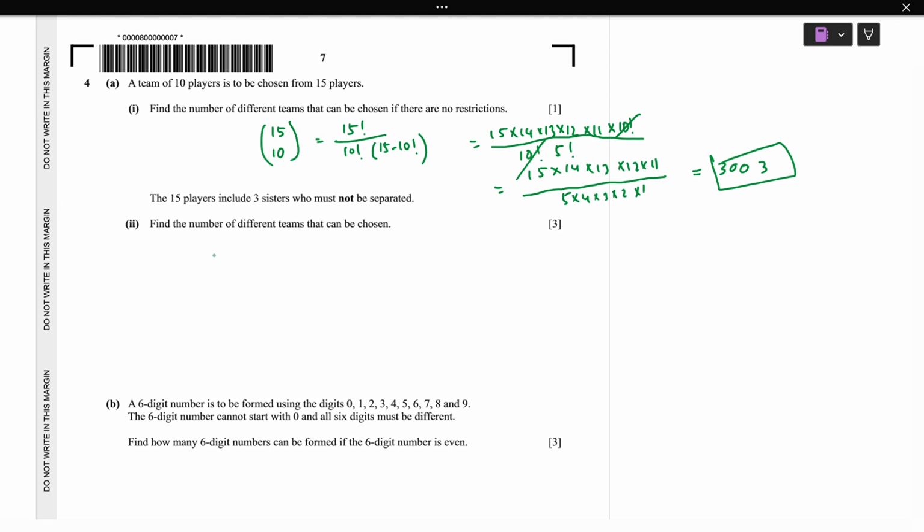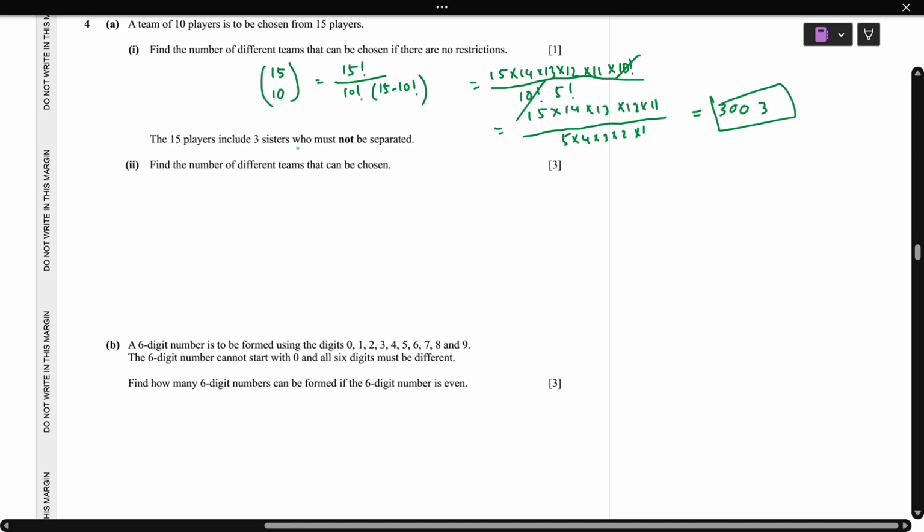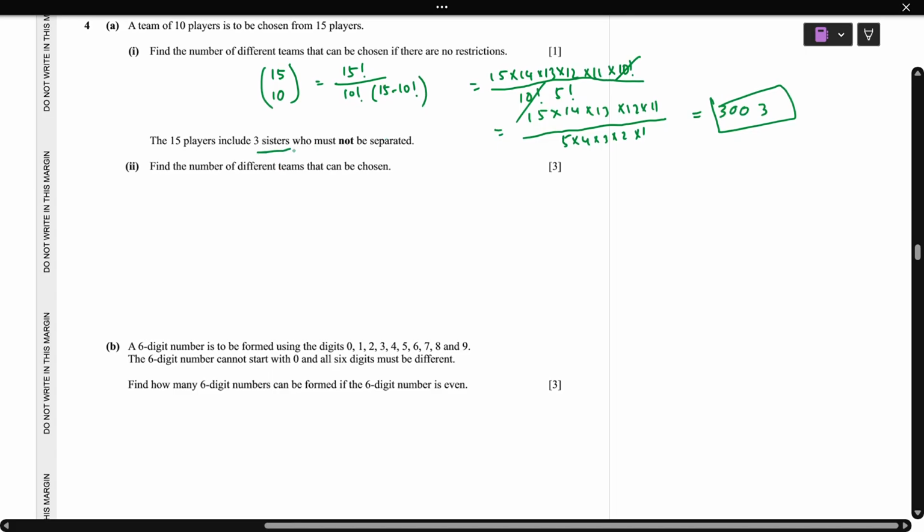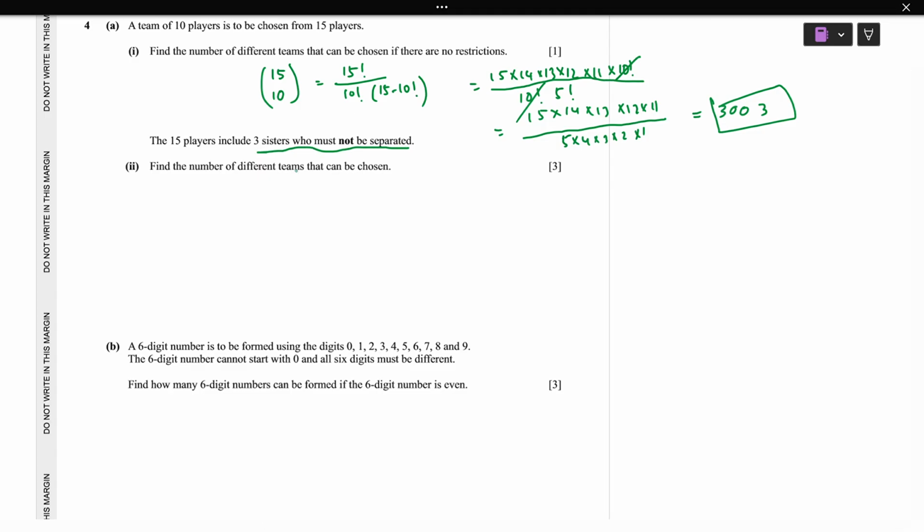Okay, next question. The 15 players include 3 sisters who must not be separated. Because we are changing the group, the three sisters are always together. We cannot separate the three sisters. Find the number of different teams that can be chosen. There are 15 players, and the three sisters are always together. So the remaining will be 12 players. Also here the three will be taken as one unit, so remaining we need to choose 10 players. That's the question.